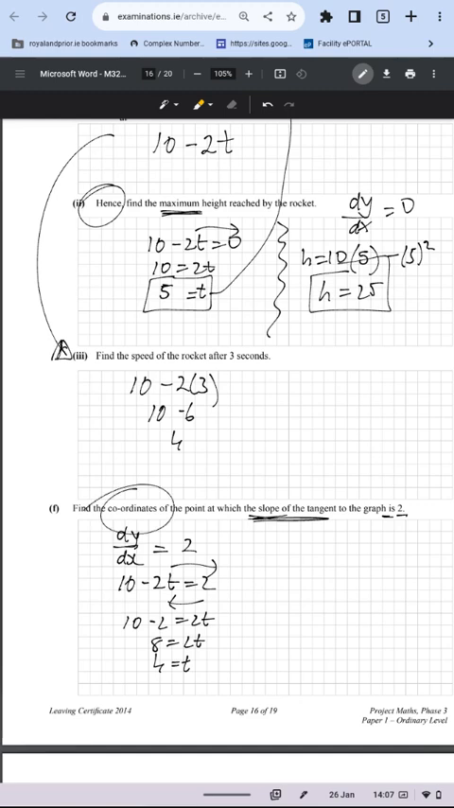The coordinates are made up of 2 points, an x and a y. Again, you could look at your table and see what it was at 4, or you could sub it in. 40 minus 16, 24. So that point is 4, 24.